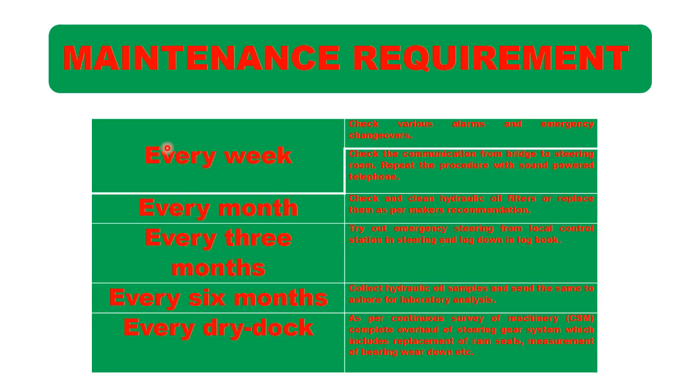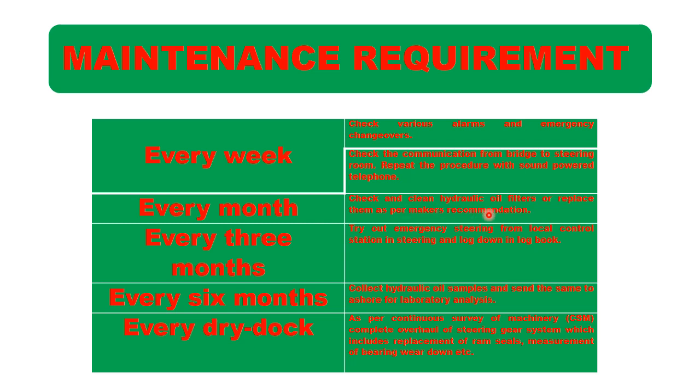Now we are going to go for the weekly test. That is, check various alarms and emergency changeovers. That needs to be understood. Check the communication from the bridge to the steering room. That is very good if you are checking every week. Repeat the procedure with the sound powered telephone, because there are two telephones. One is the normal, and the other, if there is a blackout, is the sound powered telephone. That also should be checked on a weekly basis, or if not, at least monthly.